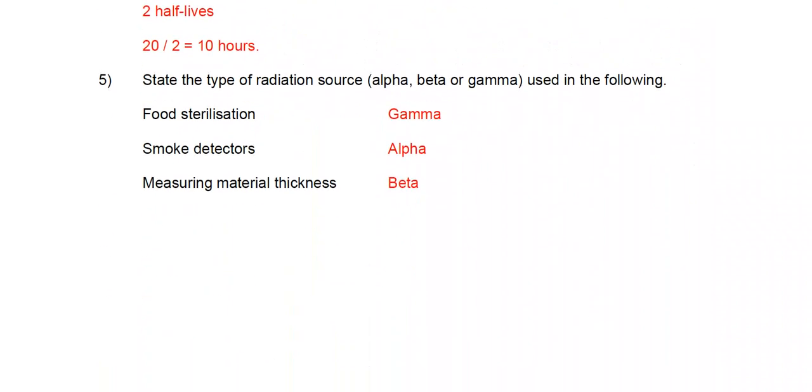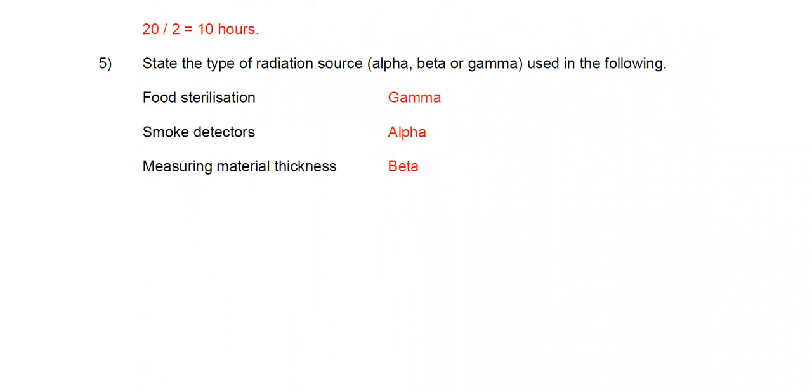Finally, state the type of radiation source, alpha, beta, or gamma, used in the following. So for food sterilization, we use gamma radiation. In smoke detectors, we use alpha, and measuring material thickness, they use beta.